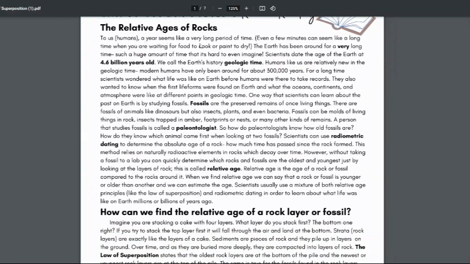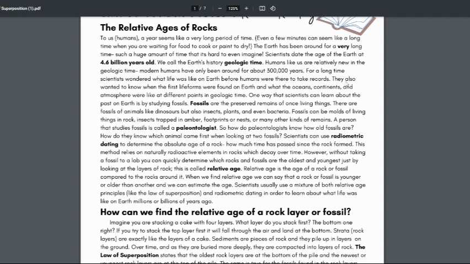To us, a year seems like a very long period of time. Even a few minutes can seem like a long time when you are waiting for food to cook or paint to dry. The Earth has been around for a very long time. Such a huge amount of time that it's hard to even imagine. Scientists date the Earth at 4.6 billion years old. We call the Earth's history geologic time.